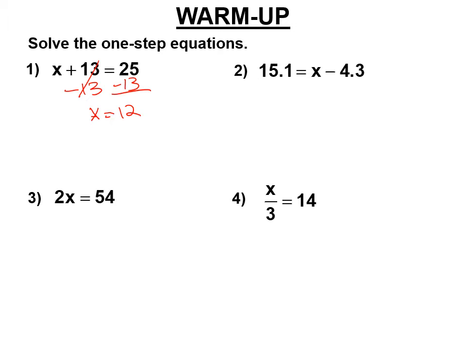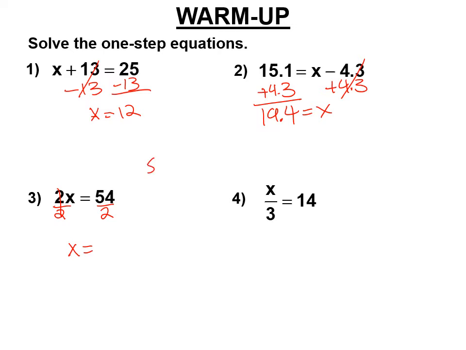If it's subtract 4.3, you add 4.3 to both sides. That's called doing inverse operations. And then we have 19.4 equals x. If it's 2 times x equals 54, 2 is multiplying x, so we divide both sides.